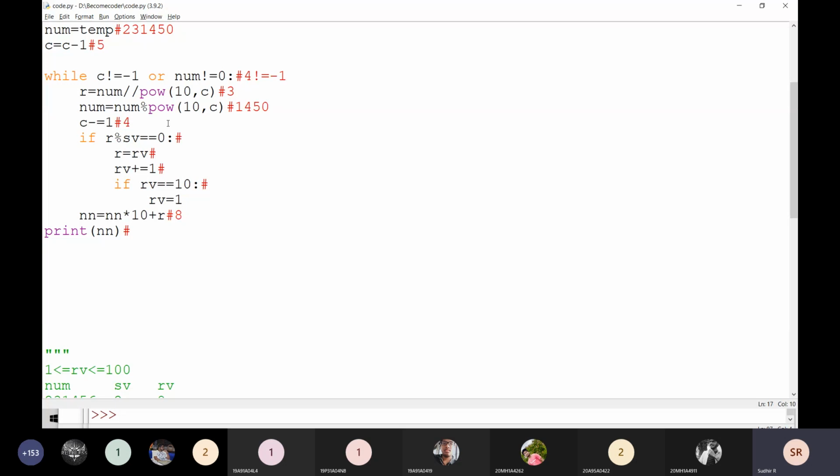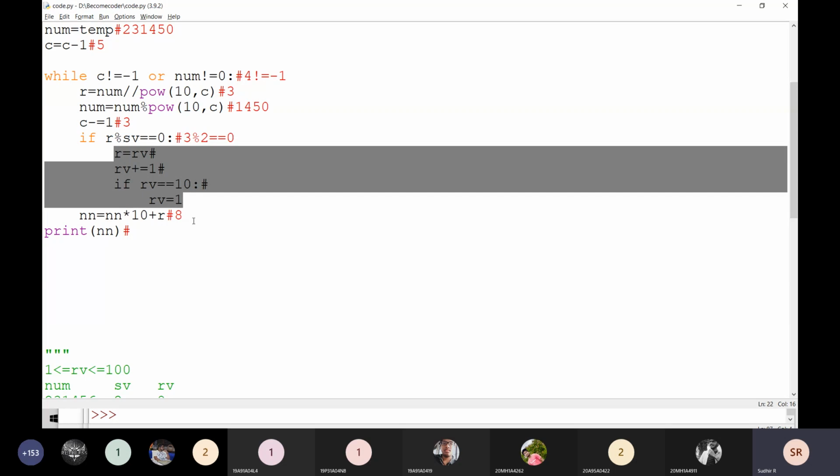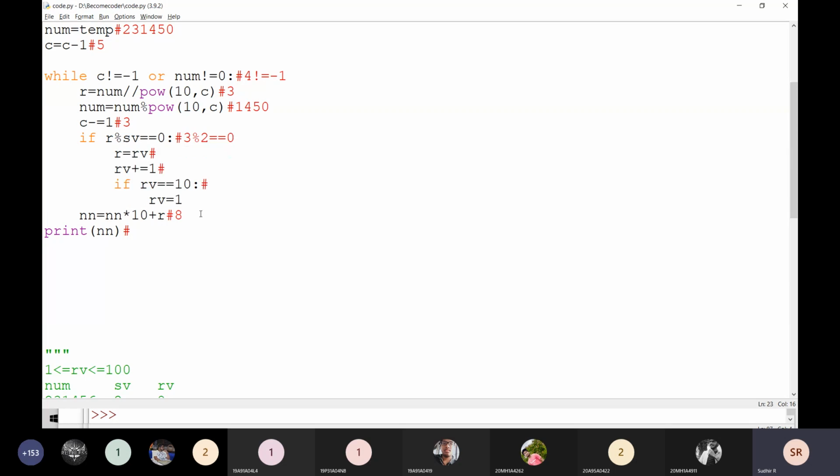Now C becomes 3, and coming to here, R value is 3. 3 mod 2, is 3 divisible by 2? No, sir. No, then it is not entering into all these values, then directly coming here, 8 into 10, it becomes 80 plus R. What is R value?